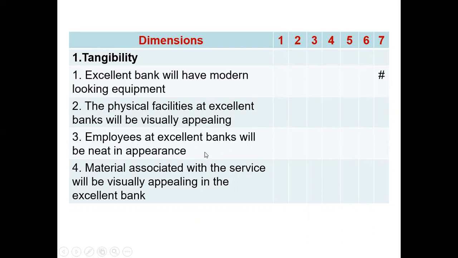Employees at your bank are neat in appearance, again on a scale of 1 to 7. Material associated with the service will be visually appealing in the excellent bank. So these are the four questions.